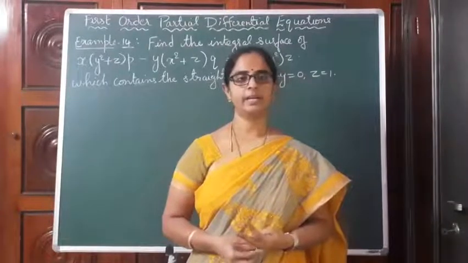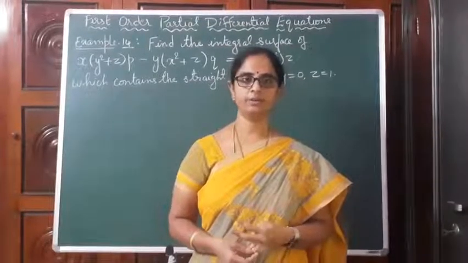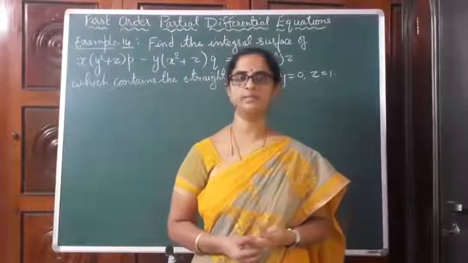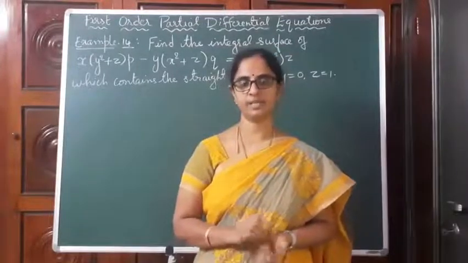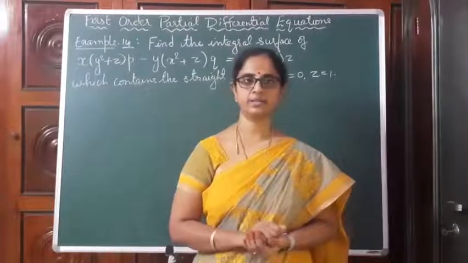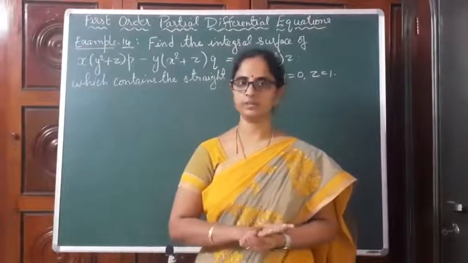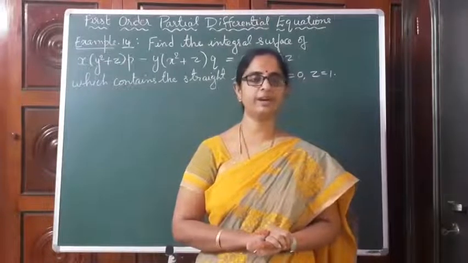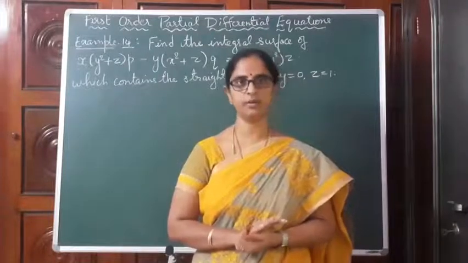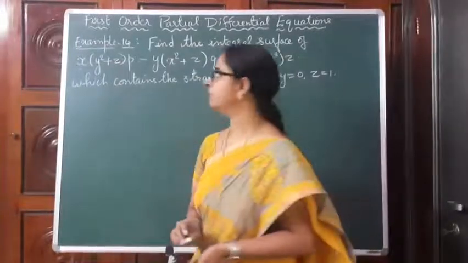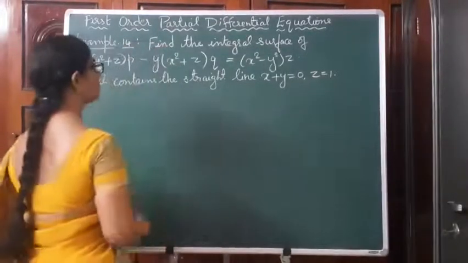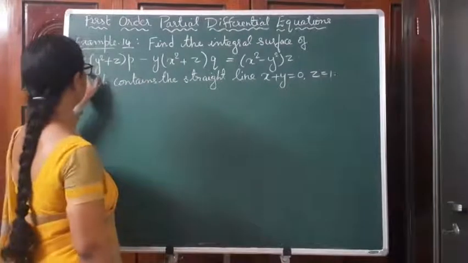So we write the auxiliary equations and using either the method of grouping or method of multipliers, we obtain two independent solutions, U of xyz is equal to C1 and V of xyz is equal to C2, so that the general solution of that PDE gives phi of u comma v is equal to 0, where phi is any arbitrary function.